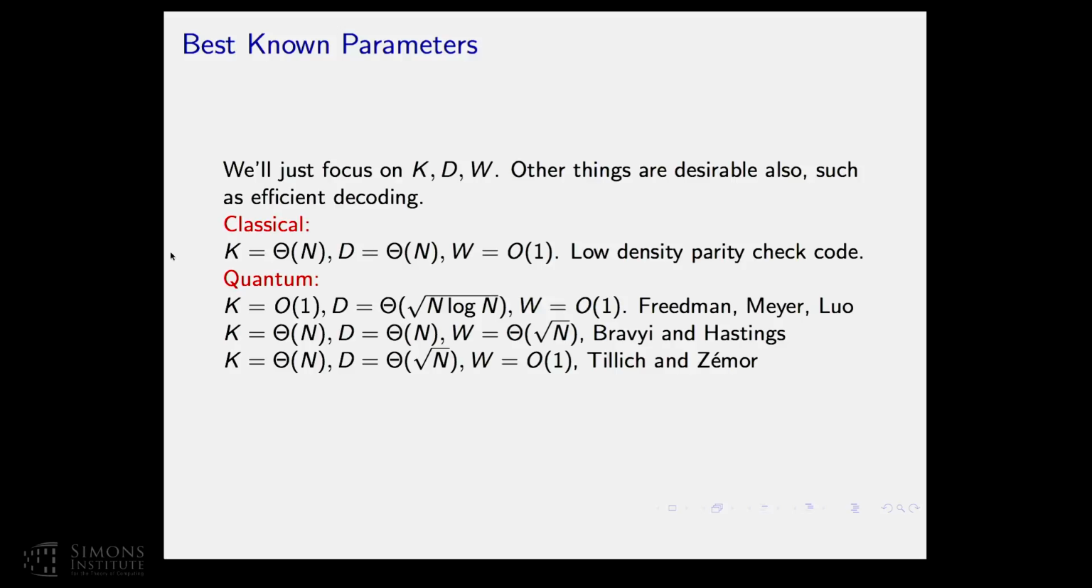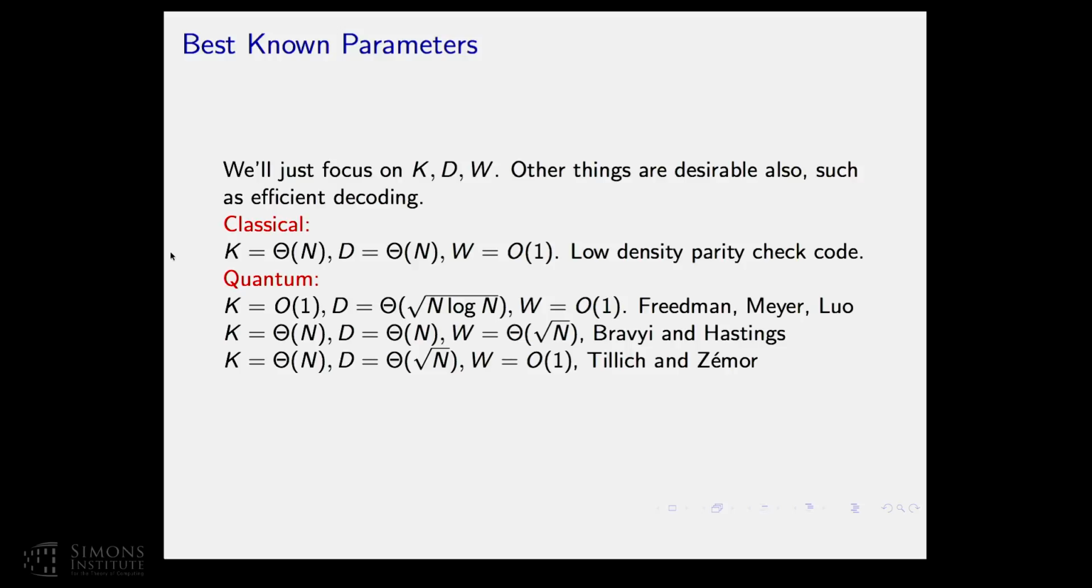Okay. Best known parameters. Classically, so k, the number of encoded bits, d, the distance of the code, and w, the weight of the checks. You want k high, d high, w small. You would like other properties like efficient decoding. The weight is, in a sense, a proxy for efficient decoding. Small weight will hopefully help do it. And it's also useful quantumly because you have to have some circuit to measure them, and smaller w makes it easier to measure. Classically, you can do as good as you want, essentially. k can be order n, d can be order n, and the weight can be order 1.